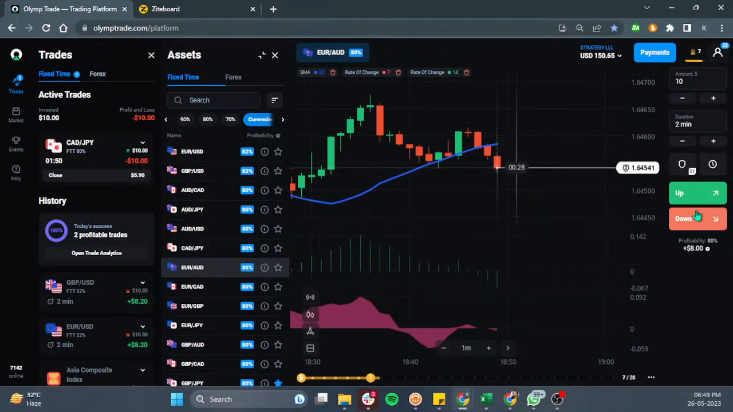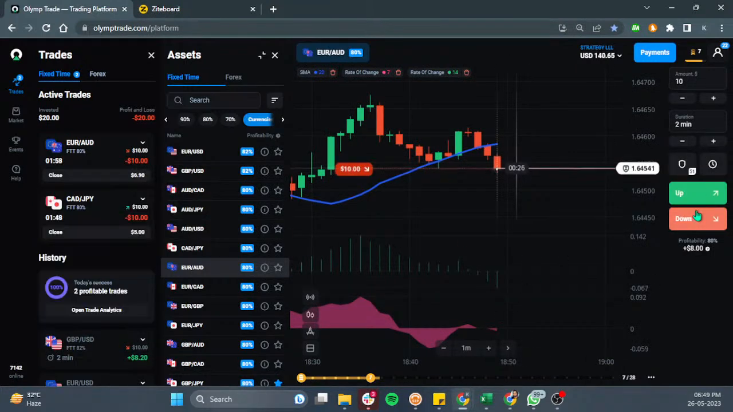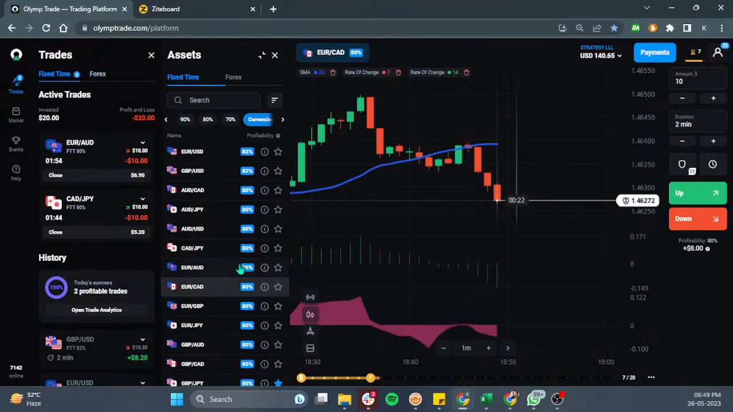The crossing has happened. Let me wait for this candle to end, then we will decide whether to open a trade on this one or not.